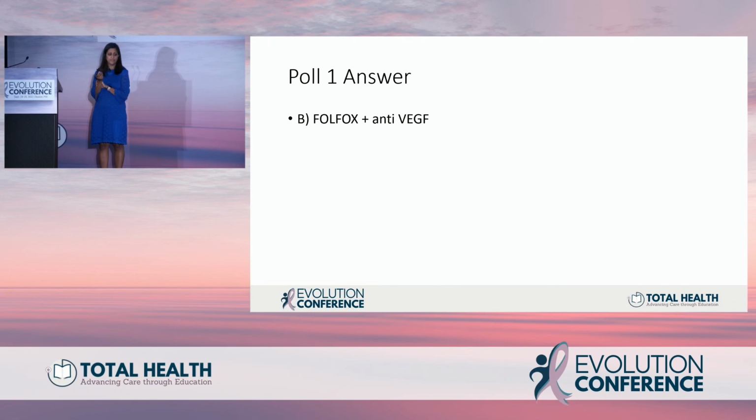Okay, so poll answer 1 with the cecal cancer, FOLFOX and VEGF. I didn't get into the data around cecal cancers and why VEGF may be better than anti-EGFR that much, but that's the right answer. And then encorafenib and cetuximab.